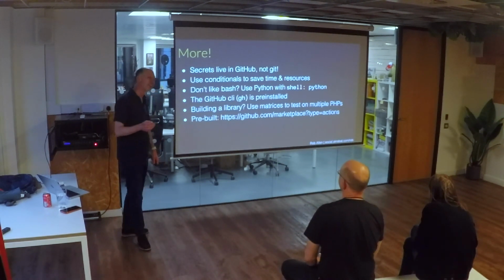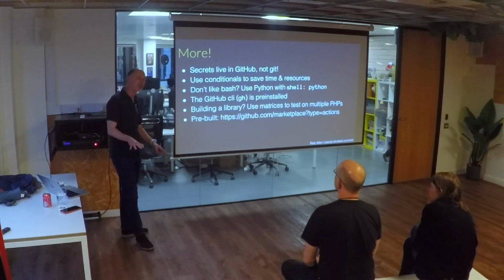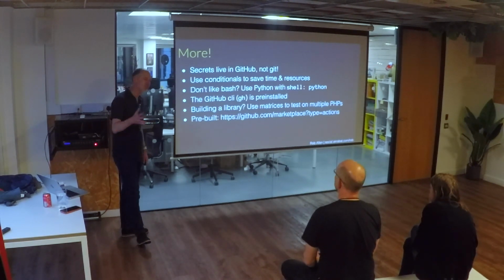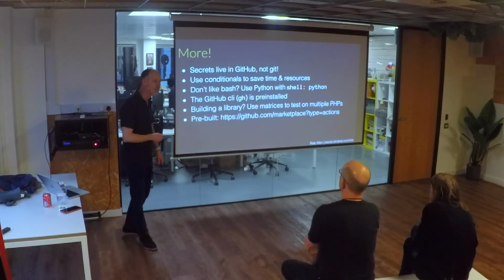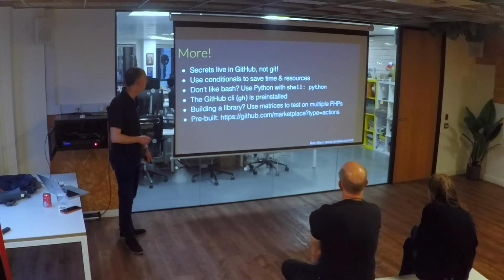GitHub CLI. If you're not using the GitHub CLI locally, start using it. GH, it's a wonderful tool for working with GitHub from your computer if you're a command line person. It's installed by default in the Ubuntu latest container. So you can do anything related to GitHub by the GH command line as well, which, if you're used to it, is really quite cool.